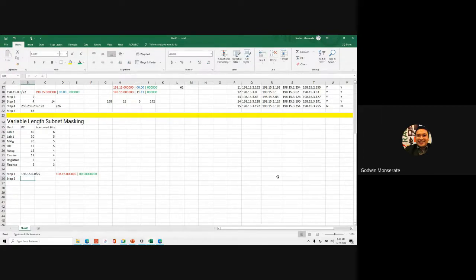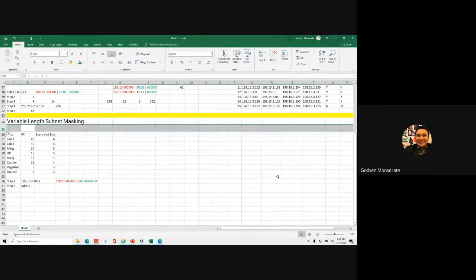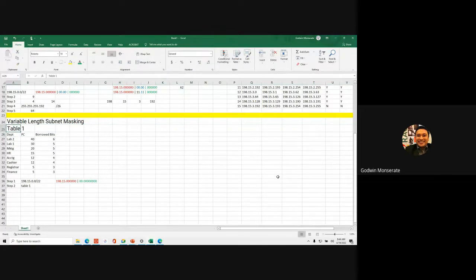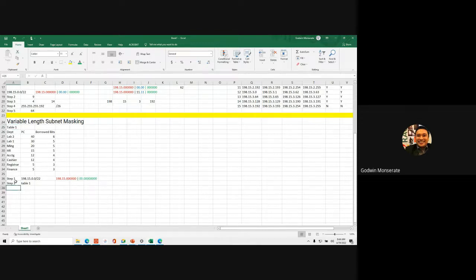Step number 2. Let me refer to the table. If this is table 1 for you, we refer always to table 1. For Lab 2, we have 40. How many bits to borrow? 6. Okay. So we refer this one to table 1 also, and this is the borrowed bits. In this case, we are now going to apply the 6 bits borrowed here.